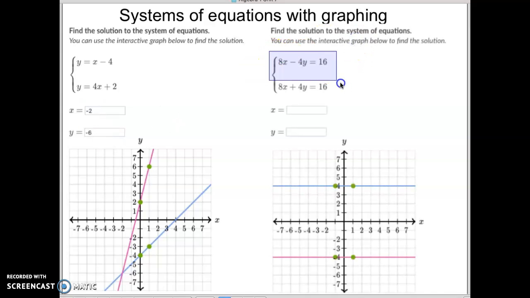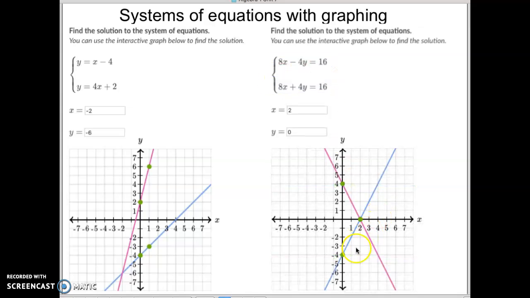These two come to you in standard form. Remember, standard form is what times 8 equals 16? Well, 2. And what times -4 equals 16? Well, -4. So we simply graph those two. Remember, this is your blue line. This one's your pink line.